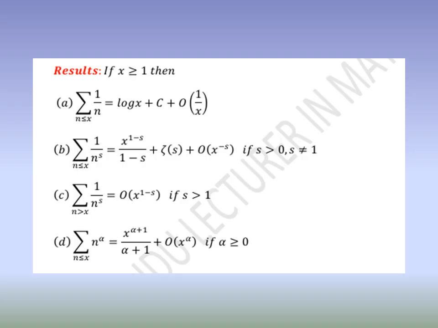The third result is the summation of 1 by n power of s, where s is strictly greater than 1, whose result is equal to big O of x power of 1 minus s. And the fourth result is the summation of n power of alpha, where alpha is greater than or equal to 0. Therefore, the sum of n power of alpha, where n is less than or equal to x, is equal to x power of alpha plus 1 by alpha plus 1, plus big O of x power of alpha.